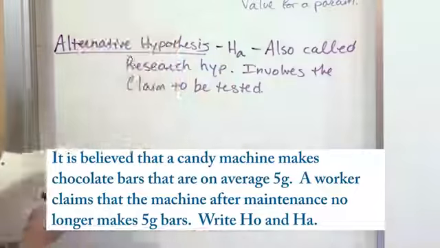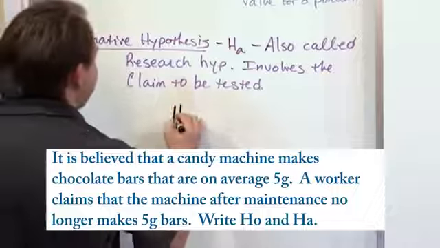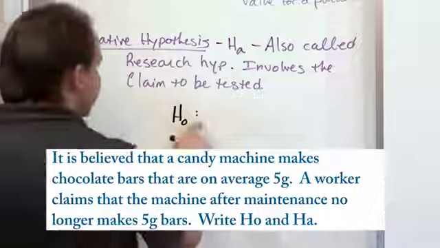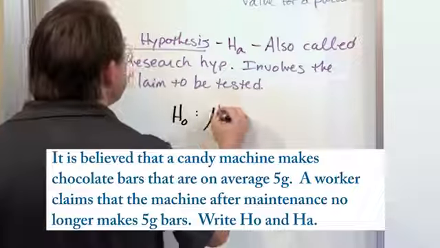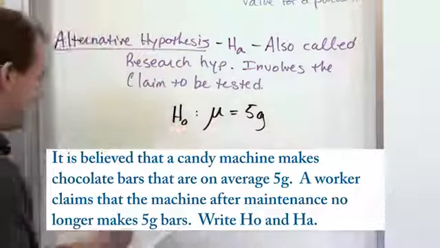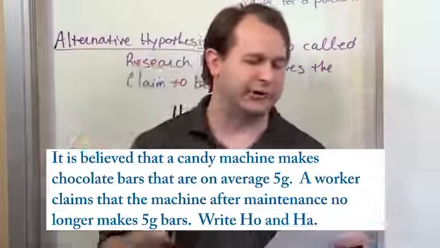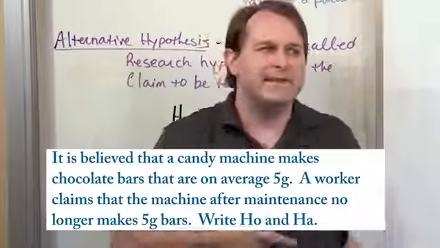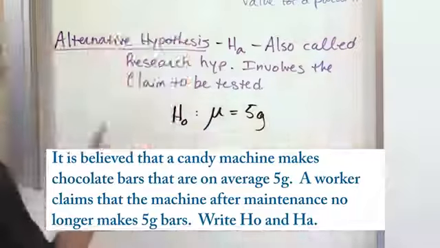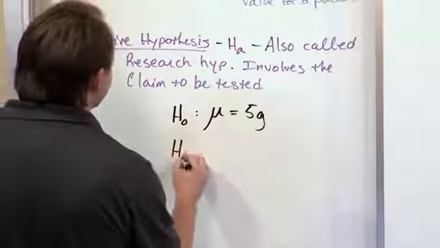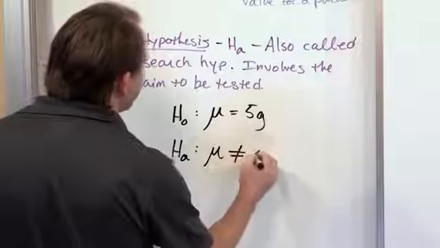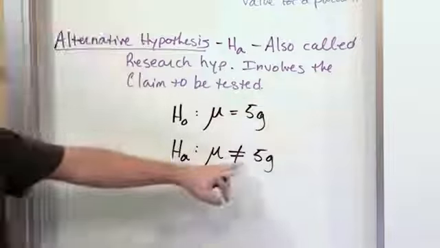That's what we're trying to do. So the way you write this in terms of math is you write H naught. That tells the person reading that this is the null hypothesis. And you put a colon there, and then you say, well, the mean of the population of chocolate bars is 5 grams. This is the null hypothesis because it says right here, it is believed that a candy machine makes chocolate bars that are 5 grams. That establishes that that's sort of like the default position everybody always thinks these machines are doing. But this person comes along and says, well, the alternative hypothesis that I'm proposing is that this machine no longer makes chocolate bars 5 grams. That's why I have not equals.